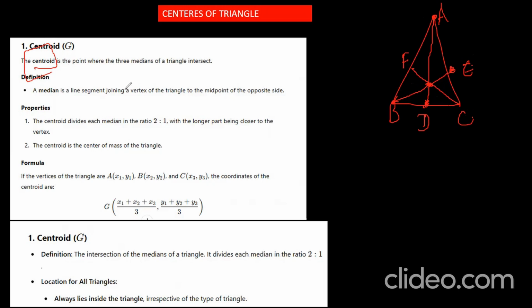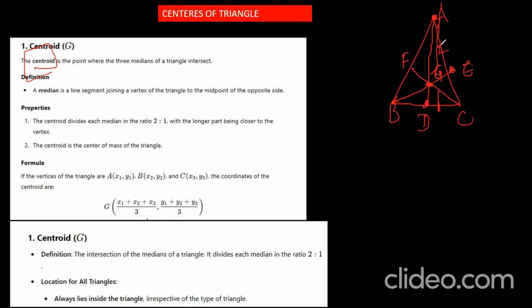A median is a line segment joining the vertex of a triangle to the midpoint of the opposite side. Properties: the centroid, denoted with the letter G, divides each median in the ratio 2:1, with the longer part being closer to the vertex. Okay, like this.